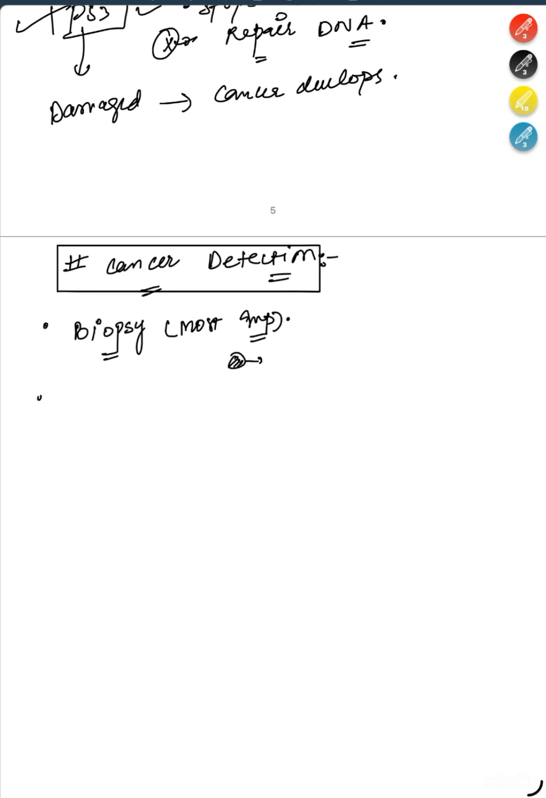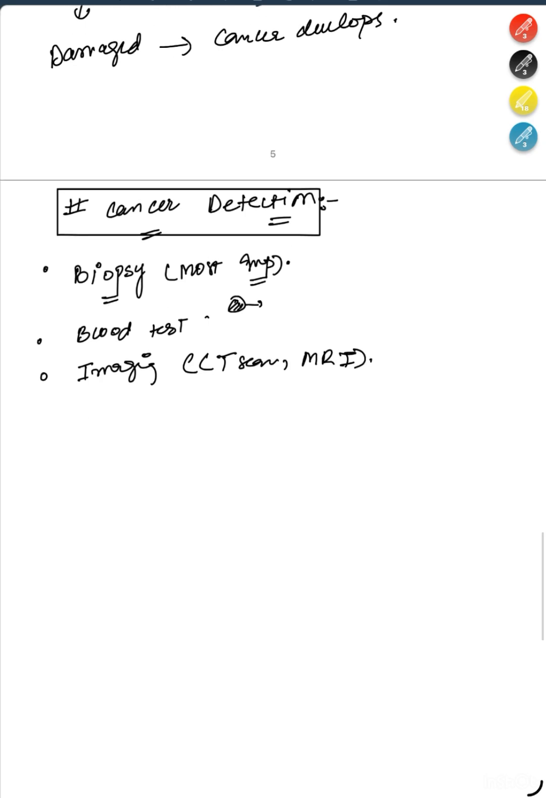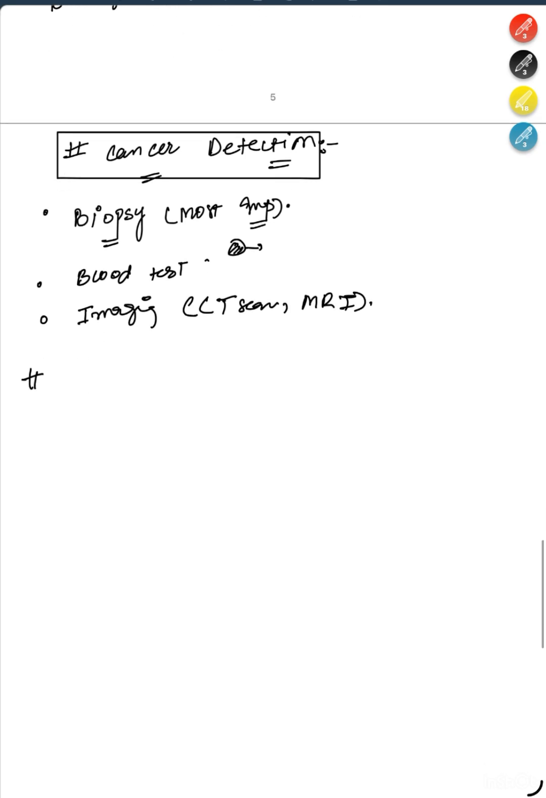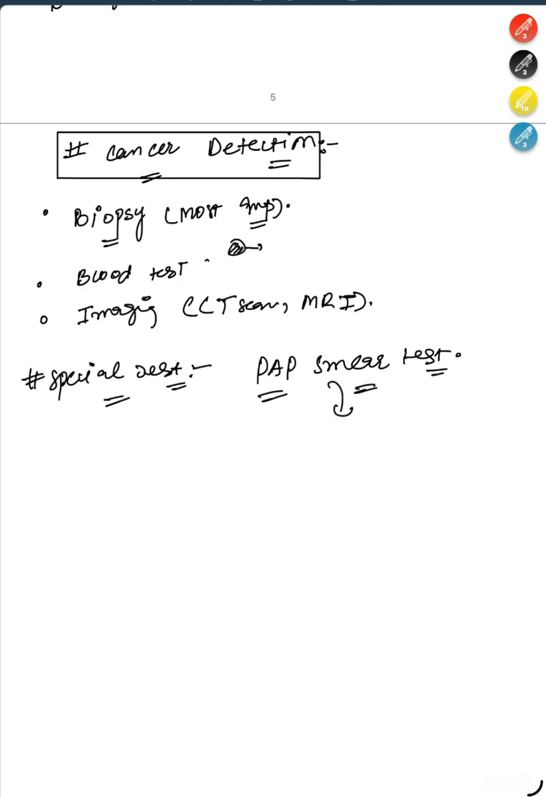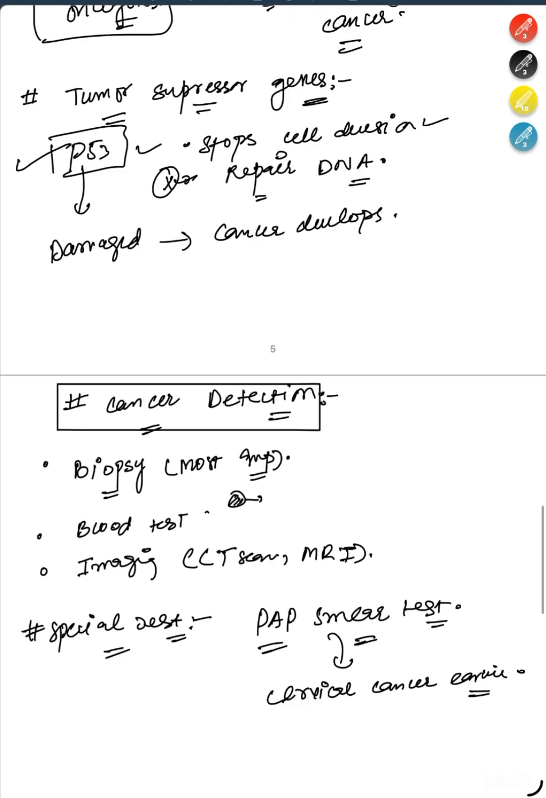There are some other tests or methods through which we can detect cancer. That's your regular blood test. Also imaging, that's your CT scan, MRI, etc. Also, there's a special test, like the pap smear test. What does this pap smear test do? It diagnoses cervical cancer earlier. So this was about how we can detect cancer in any living tissue.